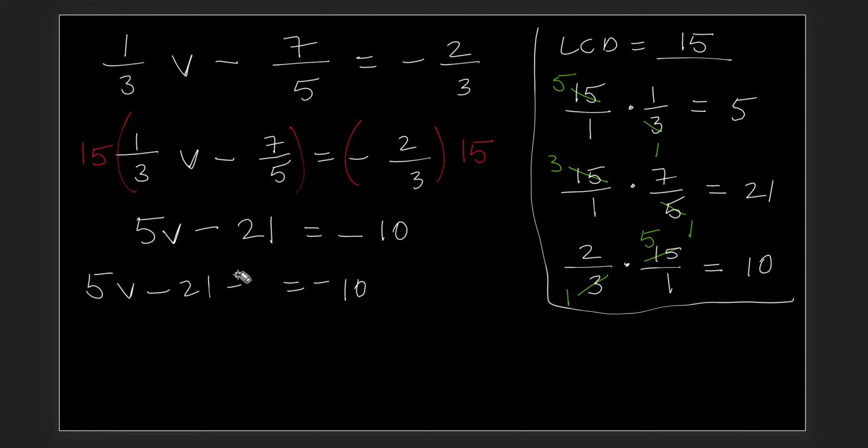And so what I'm going to do, since that's subtracting 21, I'm going to add 21. Whatever is needed, I have to do it to this side as well, so that leaves the 5v by itself. So 5v plus 0, or 5v, equals 11. Negative 10 plus 21.